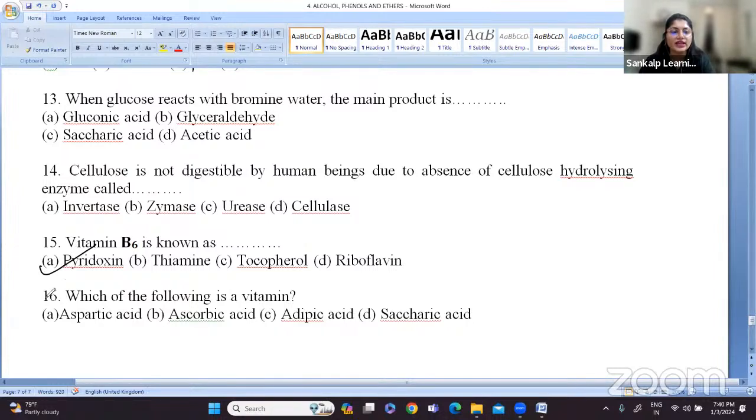The last question: which of the following is a vitamin? A. Aspartic acid, B. Ascorbic acid, C. Adipic acid, and D. Saccharic acid. Swati, Priyanka, and Vedvati have answered it as B. What is ascorbic acid?